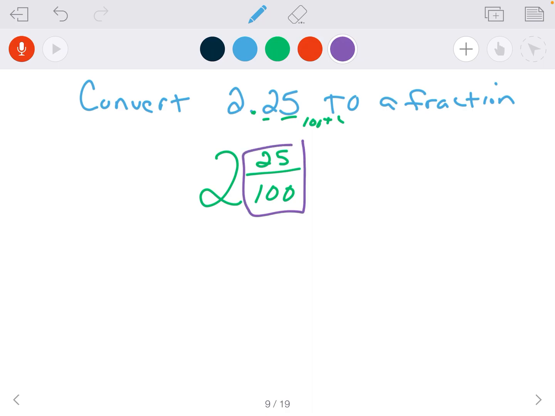So then I have to reduce the 2500 over 100. And if I remember my money, I know quarters, there are 4 quarters in a dollar, so I can actually divide top and bottom by 25. So I get 25 divided by 25 is 1. 100 divided by 25, there's 4 quarters. So my final answer is 2 1/4. They want you to simplify, so I wanted to show you one simplifying.